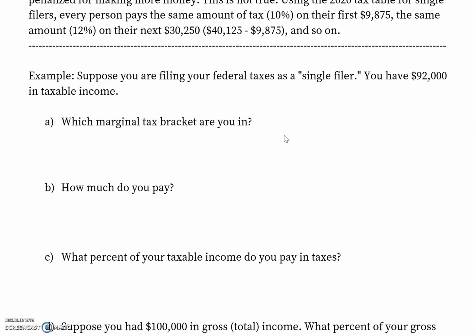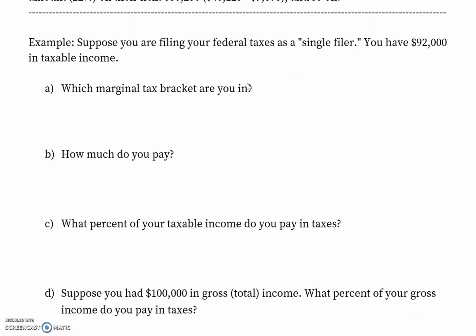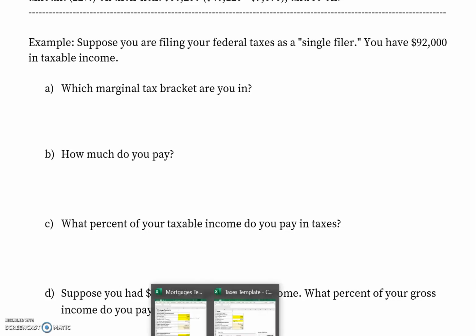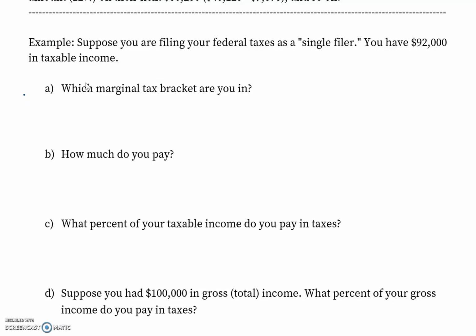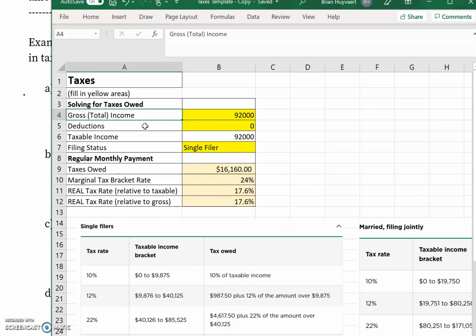So, all right, let's take a look at another example here. We're filing our taxes as a single filer. You've got $92,000 in taxable income. So we're going to go over here, $92,000. We're going to say we have no deductions. If it's $92,000 in taxable income, we're just going to say that's our gross and account for zero deductions. Of course, you could start with whatever you want here. We just need this taxable income to come down to $92,000. That's the most important thing. Okay, single filer, fine. So we've got all of our pieces there.